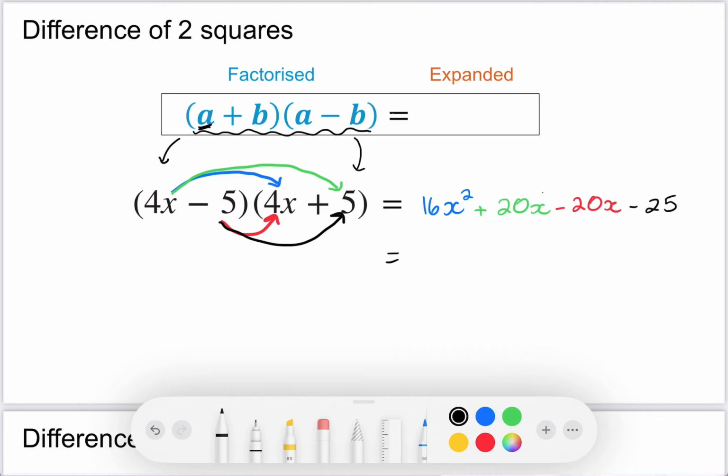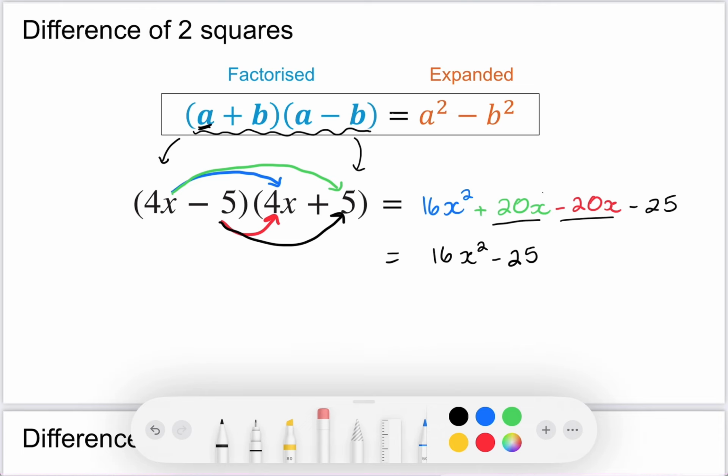As usual, after you apply FOIL, look at your expanded expression and see if you can simplify. I have two like terms, 20x minus 20x. Well, 20 minus 20 is just 0. So therefore, my whole expression expands to 16x squared minus 25. Now, what we can say in general, according to the difference of two squares rule, whenever we have an expression in the form a plus b, a minus b, it will expand out to the first term, a squared, minus the second term, b squared.